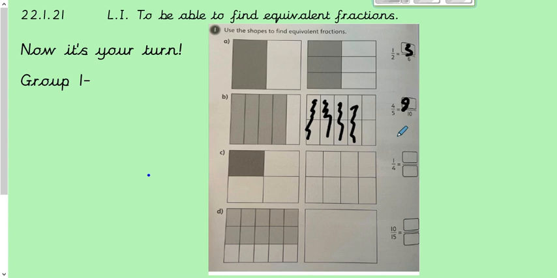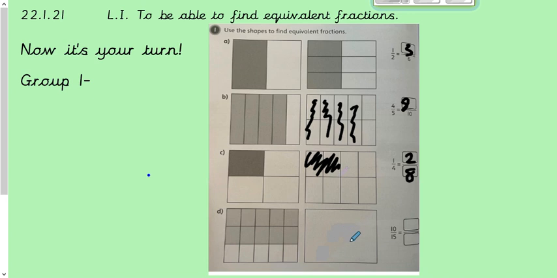And we've got 10 boxes all together, and 1, 2, 3, 4, 5, 6, 7, 8 shaded. So therefore it's 8/10. This one, you can see that 1 out of the 4 is shaded. This is split into 8ths, so therefore the denominator is 8 because there's 8 boxes. And there's 2 shaded, so therefore it's 2/8.